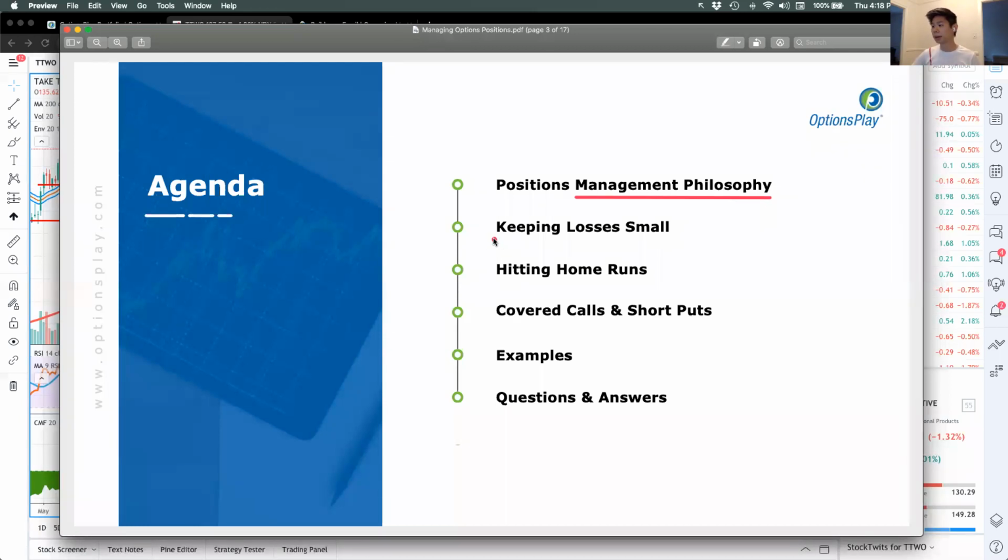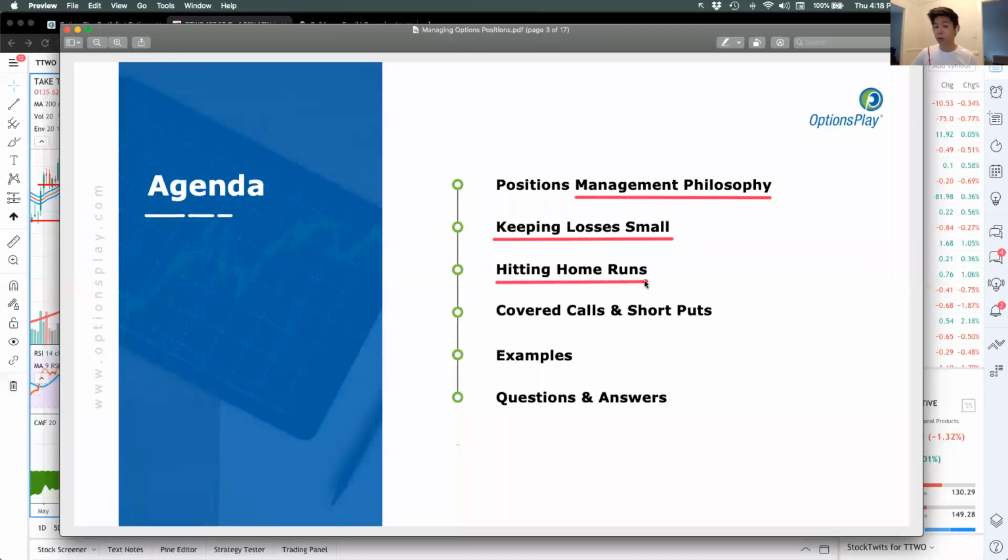Then we'll talk a little bit about how you can keep your losses small, because at the end of the day, that is the key to trading. If you ask any professional trader, anyone who trades for a living, what do they focus on? They're not focused on indicators. They're not focused on how do I make the most money. They're focusing on minimizing losses. So it's so important that you understand how you can minimize losses in your portfolio, because if you don't do that, you're never going to be able to set yourself up to hit home runs.